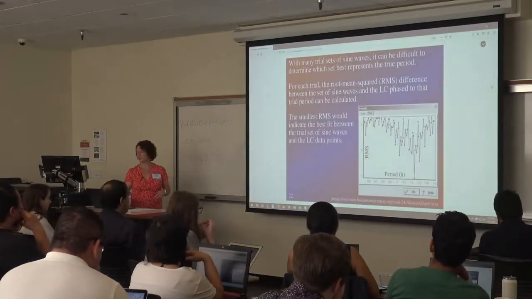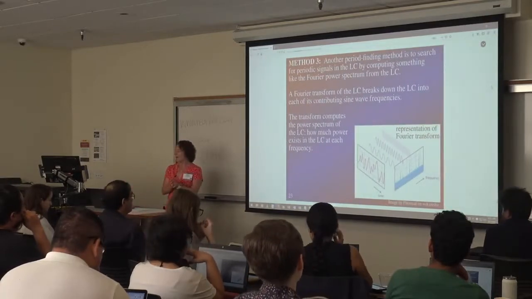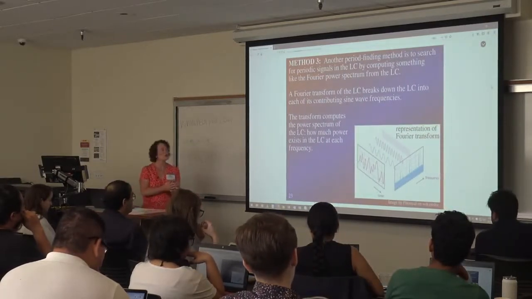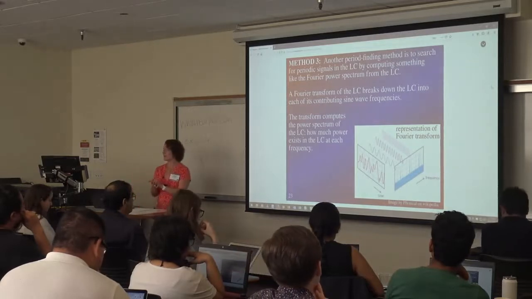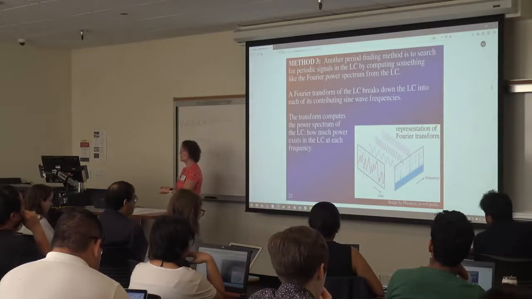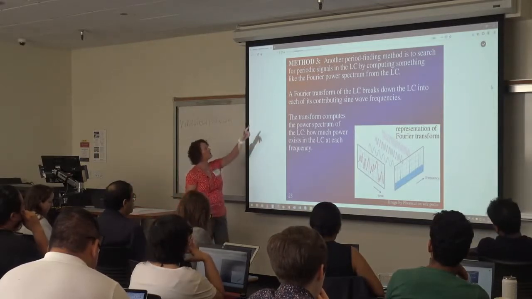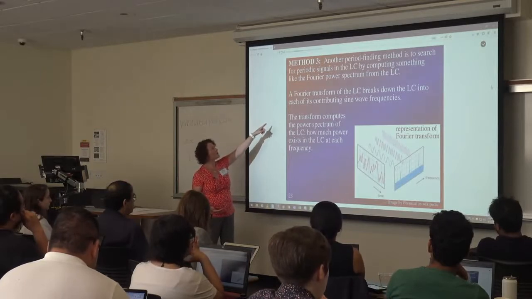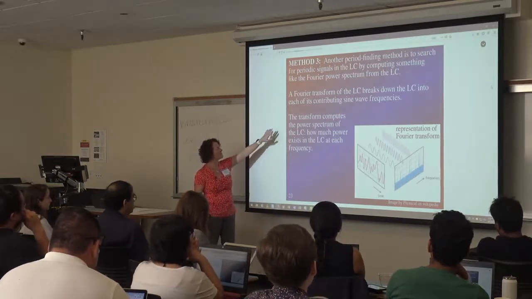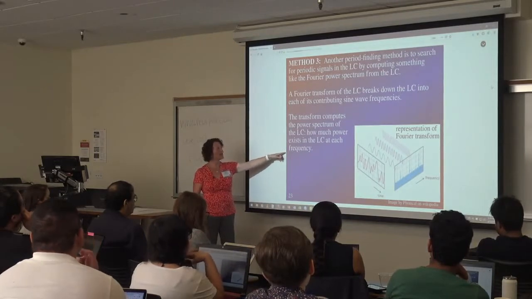I'm going to actually skip this because I want to move on to the last method. Another method that we can do is to search for periodic signals in the light curve by computing something like the Fourier power spectrum from the light curve. So a formal Fourier transform of the light curve breaks down the light curve into each of its contributing sine wave frequencies. And it computes the power spectrum of the light curve, how much power exists in the light curve at each frequency.